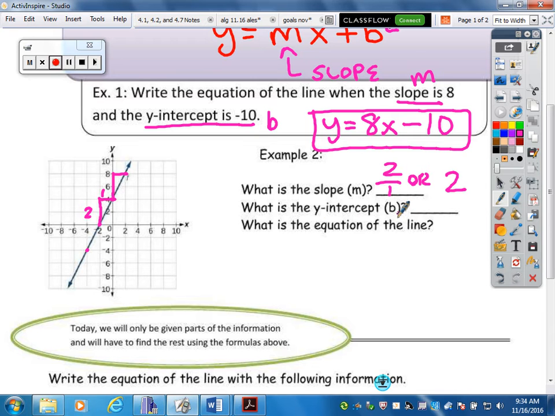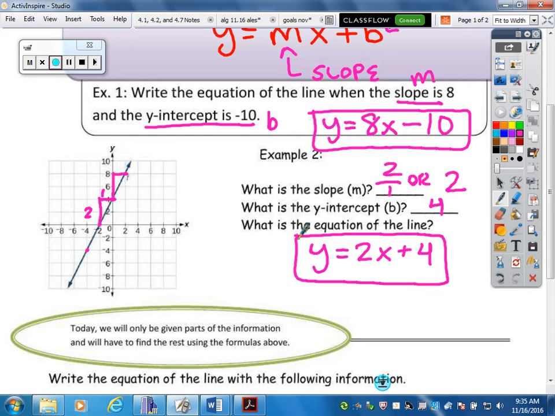The y-intercept of this graph is where it crosses the y-axis, and that's right here. Here's the y-axis. The line crosses at the point 4. What is the equation of the line then? Well, the equation of the line is y equals mx plus b. Our slope is 2, so 2x plus 4 because it's a positive 4. So we also had talked about this, basically just finding the equation of the line given a graph.